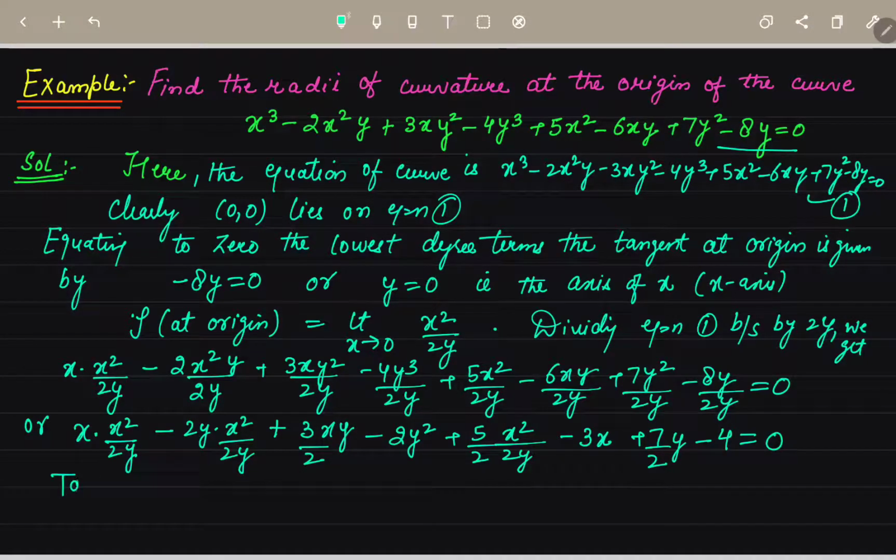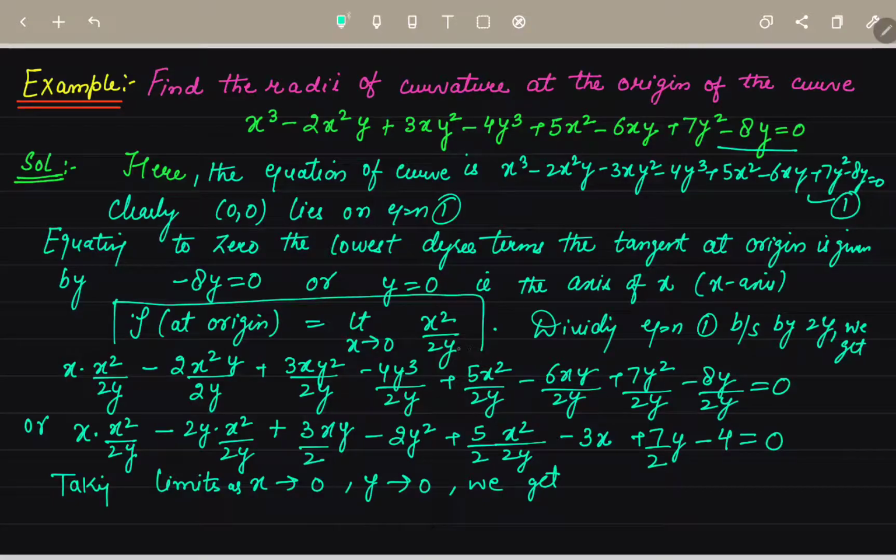Now I have to take the limit, so we will write taking limits as x approaches 0, as we have also y approaches 0. We get, when x approaches 0, now I have applied the limit, so this term basically becomes rho. Okay, so I am just replacing this in the equation.